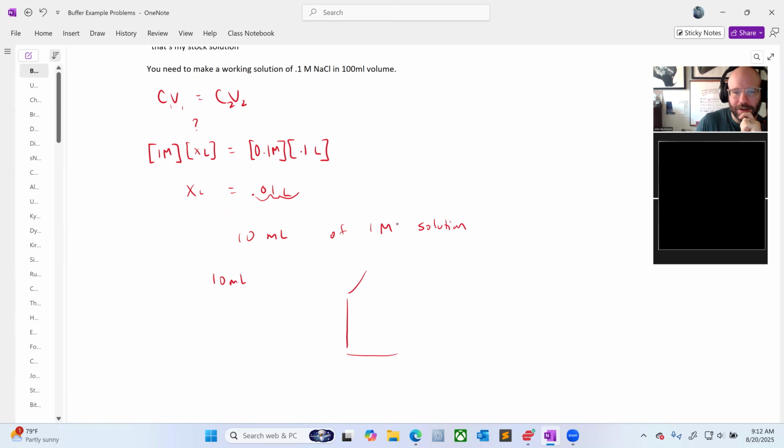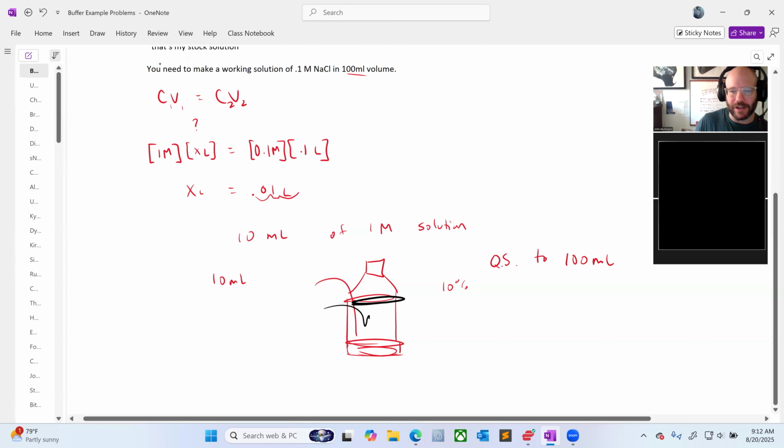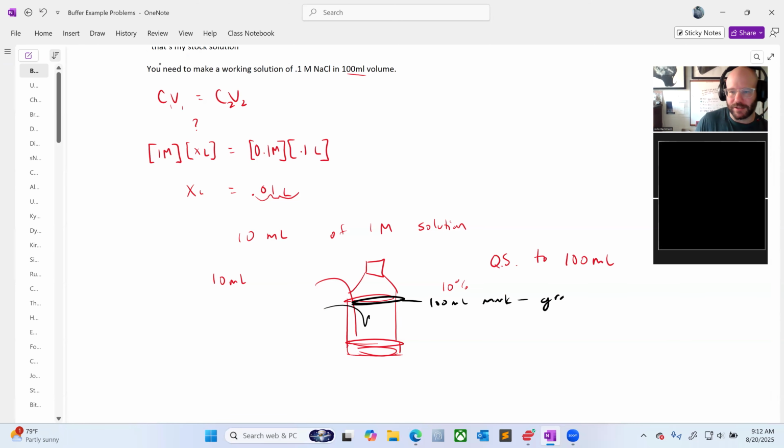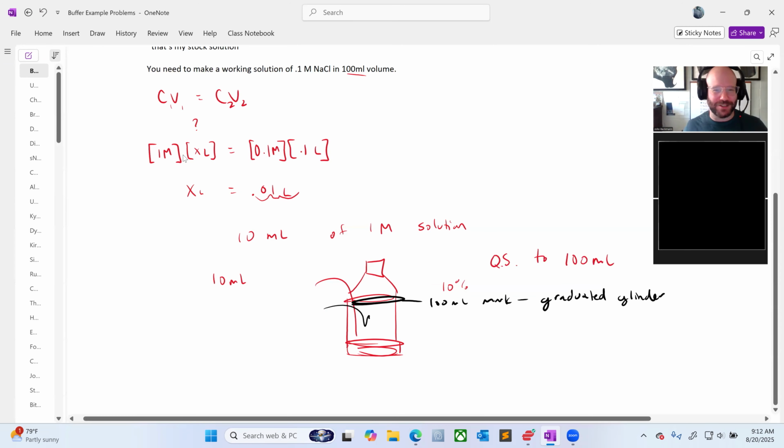If you have a beaker, you would add the 10 mils. Now you have only filled it 10%. Because you want 100 mils volume, you would QS, quench the solution, to 100 milliliters. So you'd take water and add water, fill it up to the 100 mil mark. Probably best to use a graduated cylinder. Does that make sense? Is that easy? Do we understand how to do that? Yes. Okay, good. Again, this is not hard stuff yet. We're just doing easy stuff.